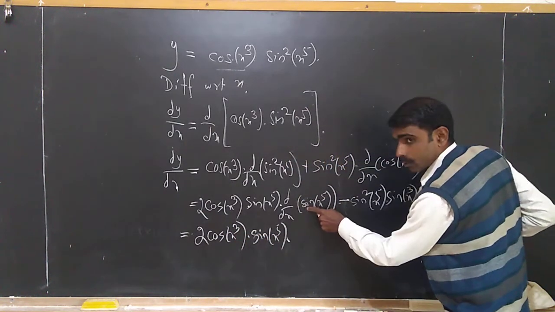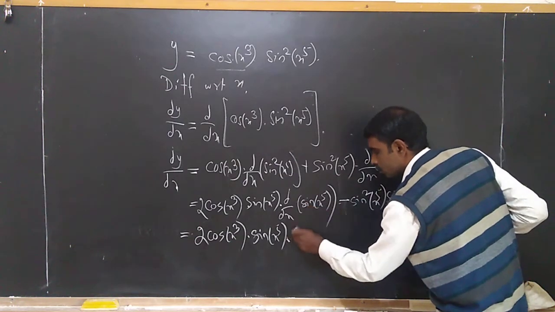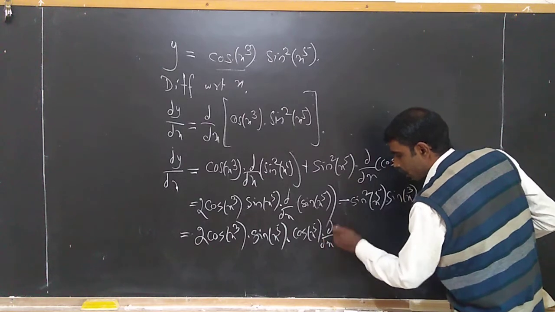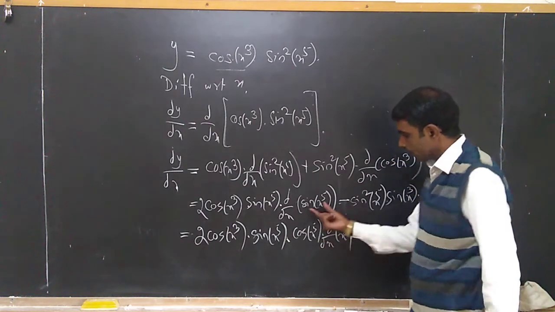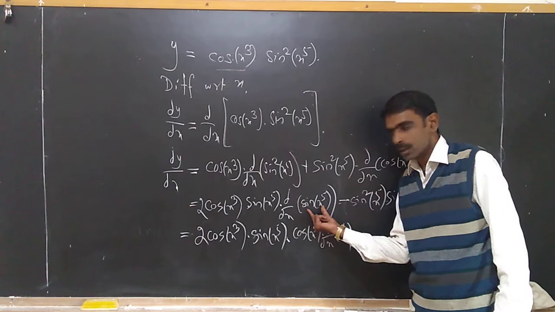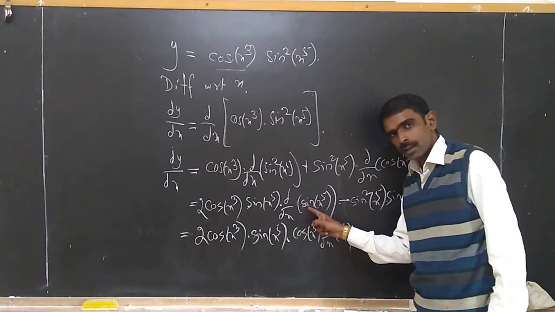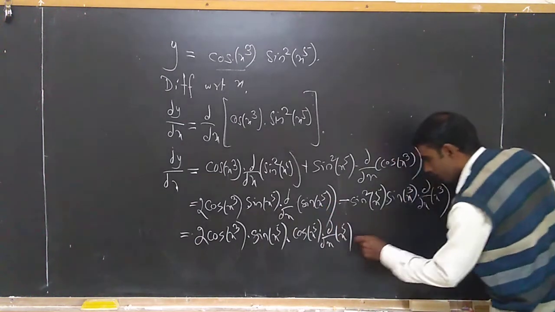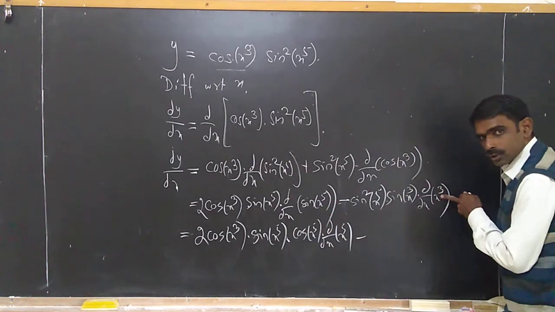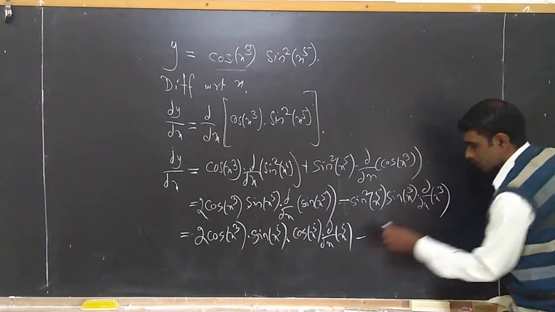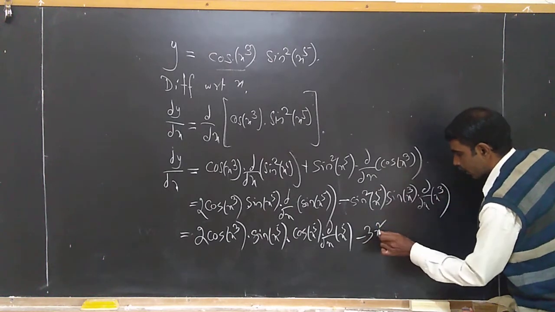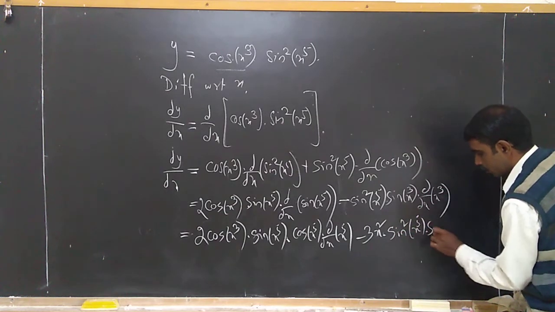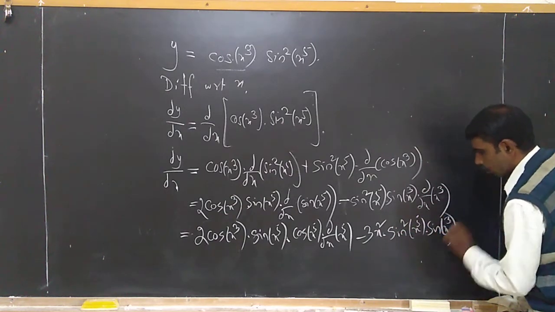What is the derivative of sine? It is cos. So cos of x raised to 5 into the derivative of x raised to 5. Here also it is the composite of two functions. Here the outer function is sine and the inner function is x raised to 5, minus the derivative of x cube only. So it is 3x square. So it is 3x square into sine square of x raised to 5 into sine of x cube.